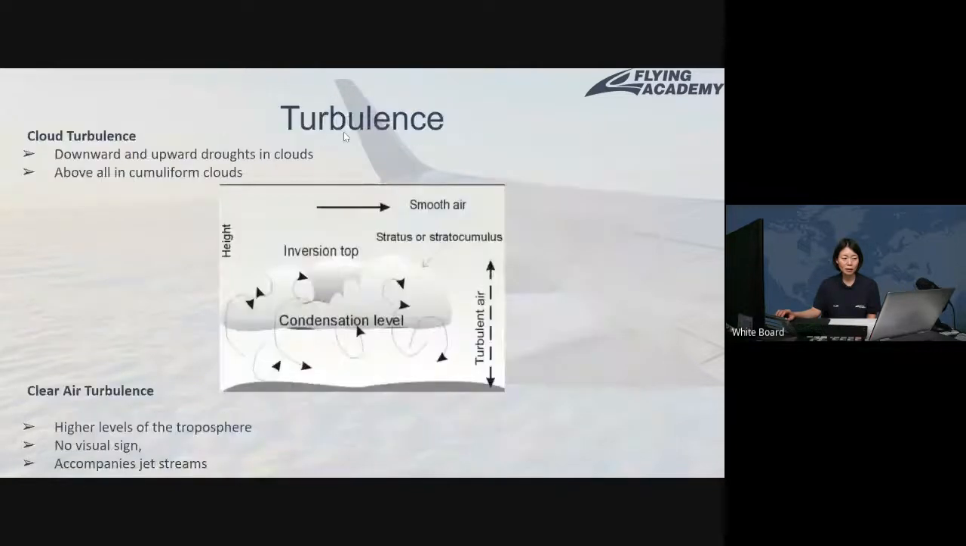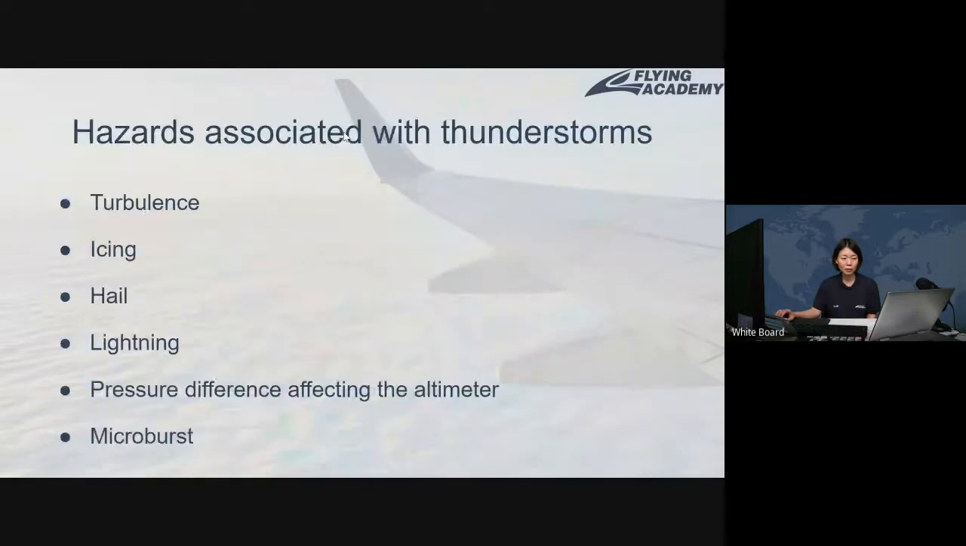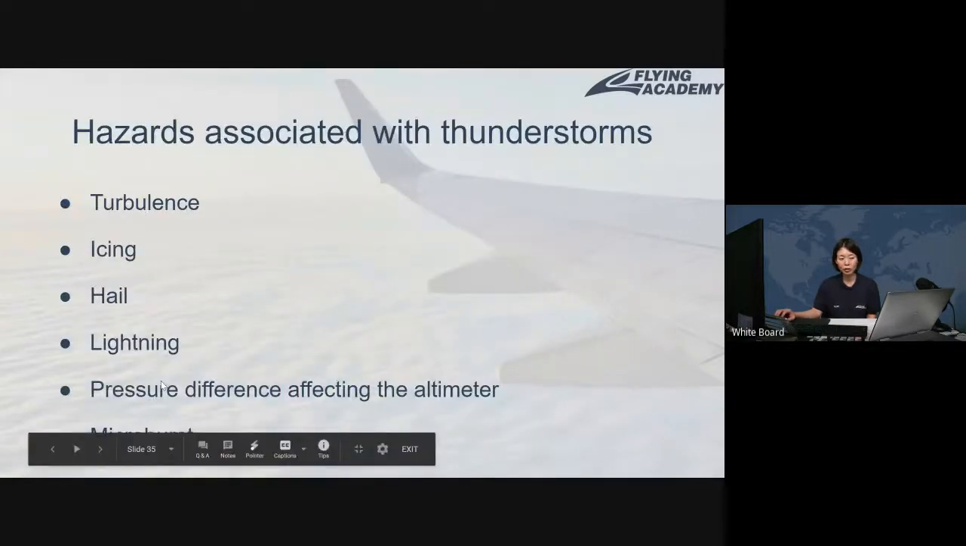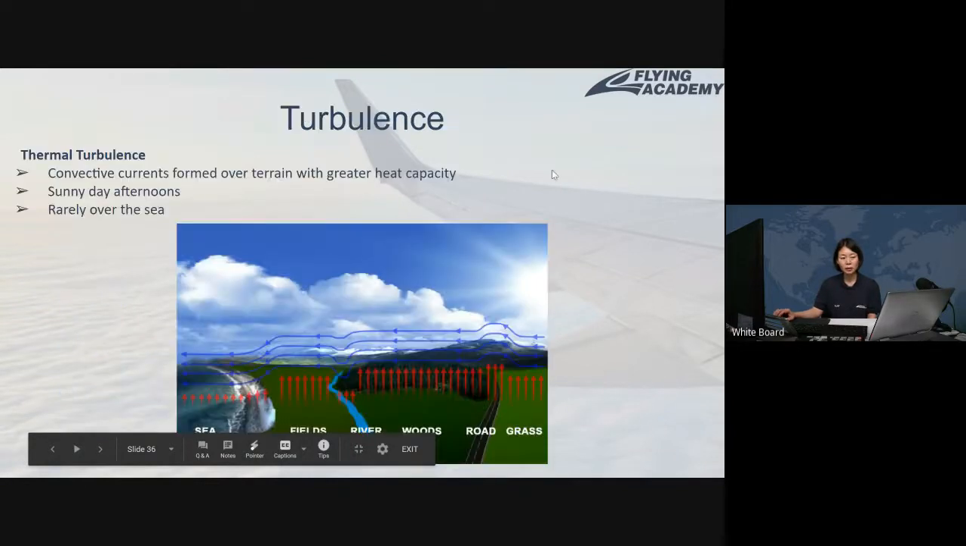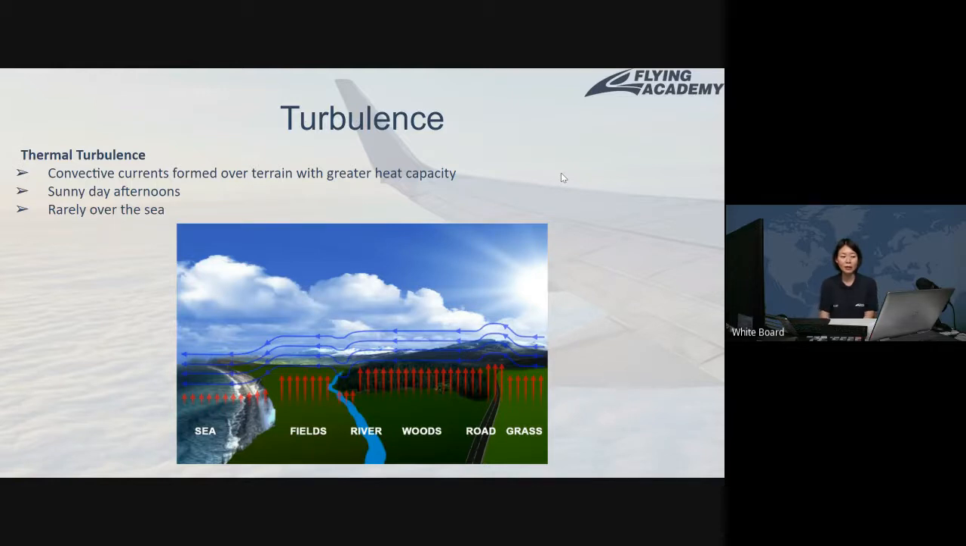So that's the microburst over here and the wind shear, which is a hazard with the thunderstorms. So let's talk about the turbulence as well. And turbulence is basically updraft and then downdraft movement vertically.